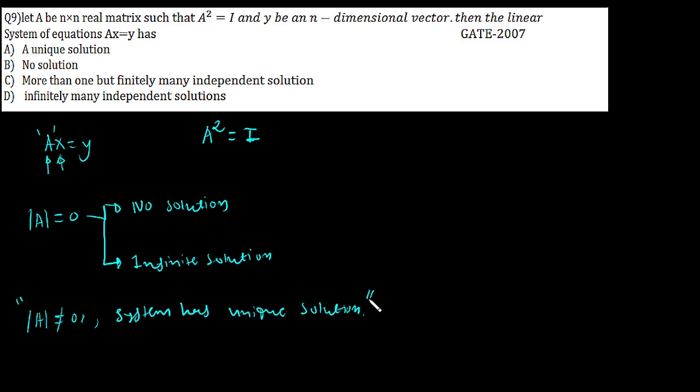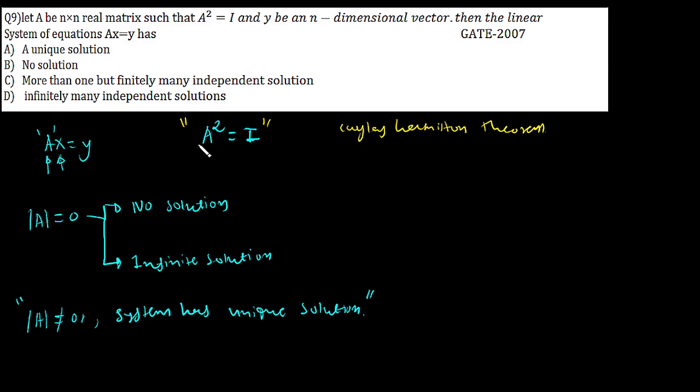Now first of all I have to find the determinant of this matrix A, but here we do not know any elements of this coefficient matrix. So here we have to take the help of the Cayley-Hamilton theorem, because the equation is given in this form, A square equal to I. So again let's use the Cayley-Hamilton theorem to reach the conclusion for this question.